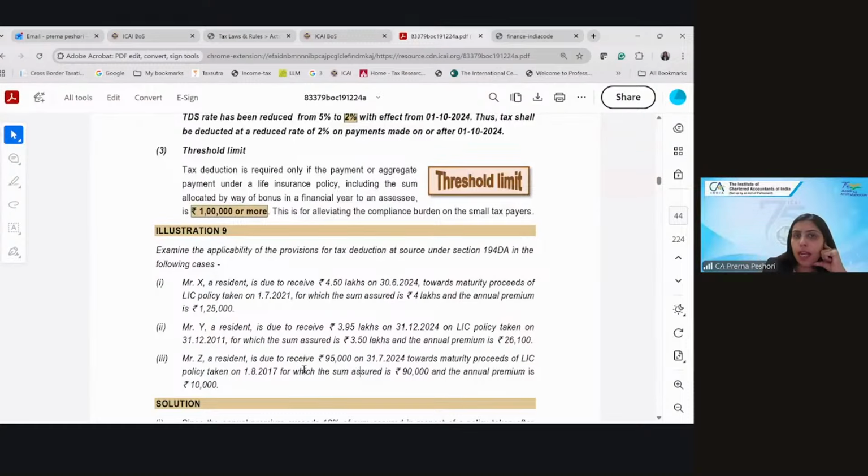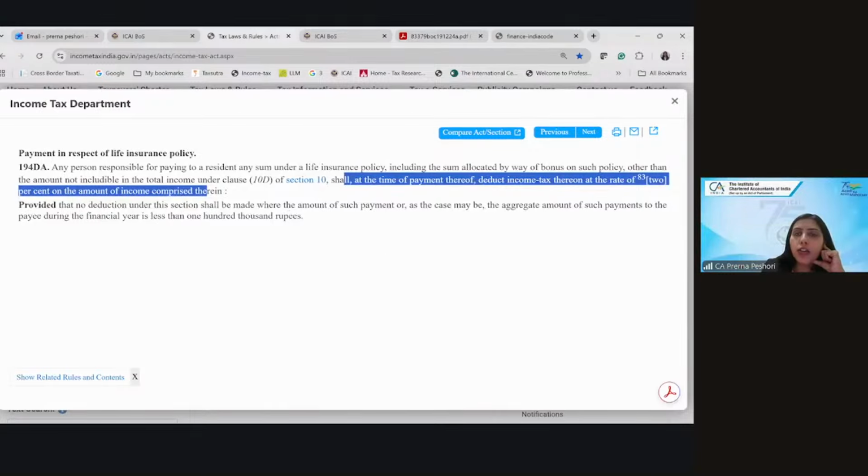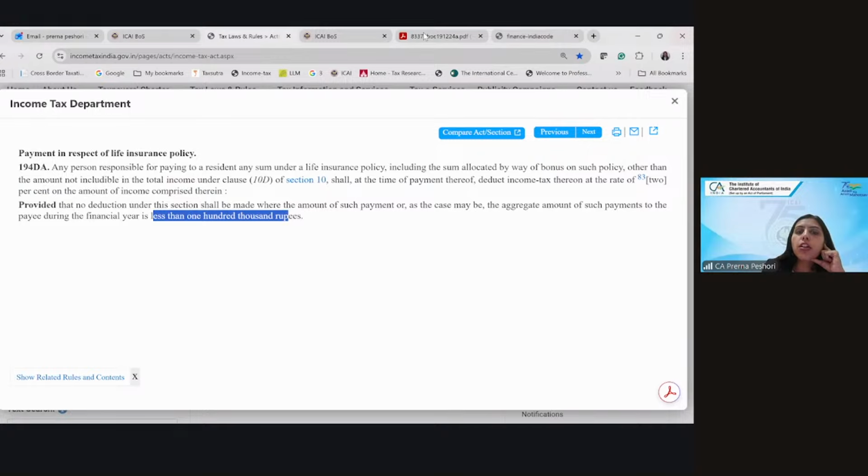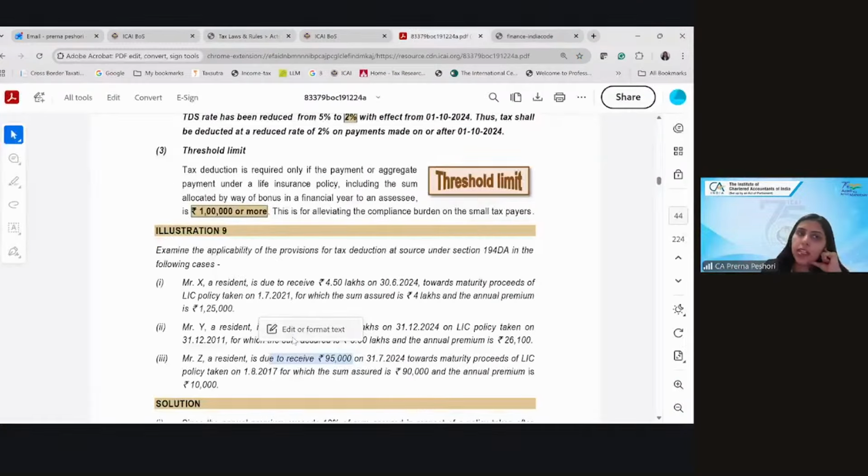TDS will still not be applicable because how much is he receiving? It is 95,000, less than 1 lakh, so TDS will not be applicable. Correct. So even though 10(10D) is not applicable, it is not exempt. But since it is less than 1 lakh rupees, in that particular case TDS will not apply. Clear?